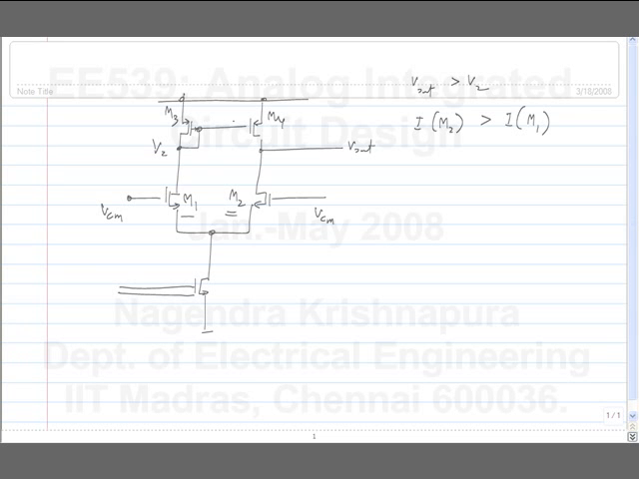How about M3 and M4? M3 and M4 also have the same gate source voltage, but the drain voltages are different. So if V out is more than V2, which one is greater? Current in M4 or M3? M3. So that's an inconsistent condition, right? So this says that the current in M3 is this. So this voltage is more than this voltage, so the current here has to be more. But if you look at the upper transistors, this voltage is less. Okay, and I of M2 has to be equal to the current in M4, and current in M1 and current in M3 are the same.